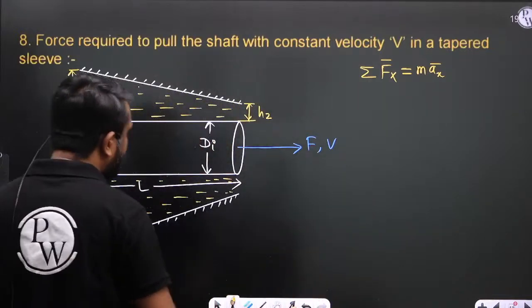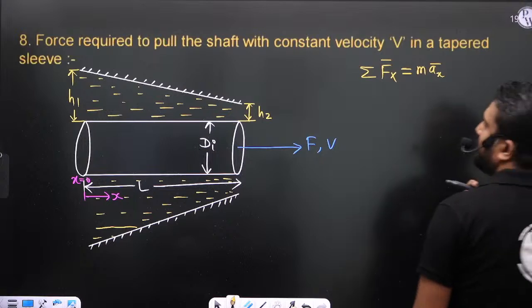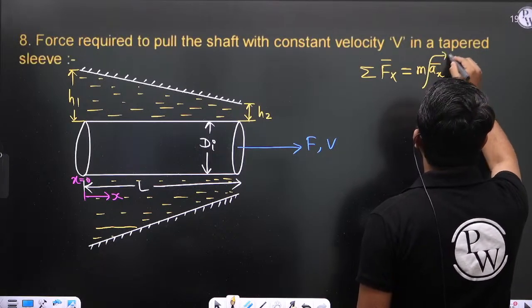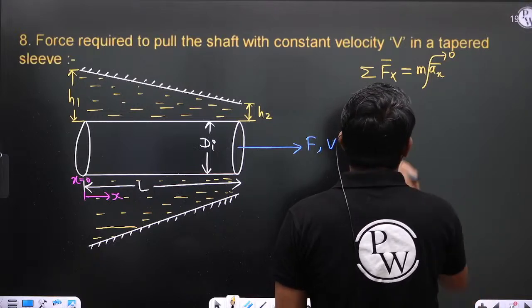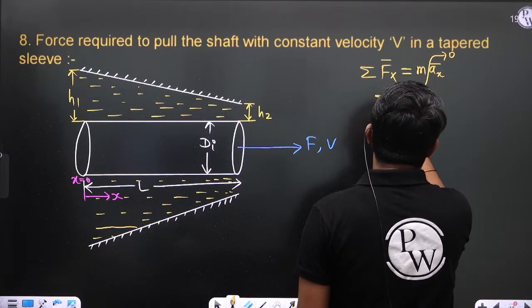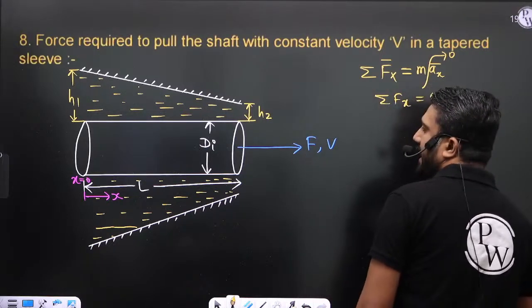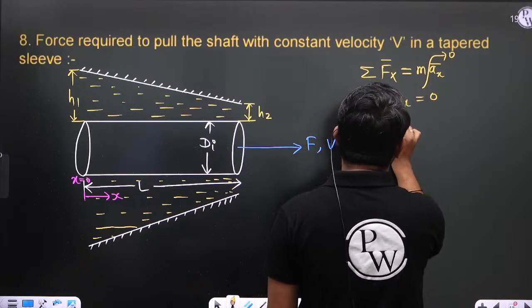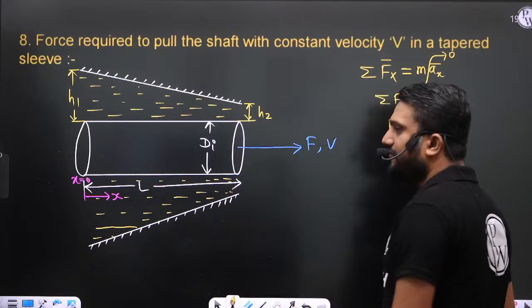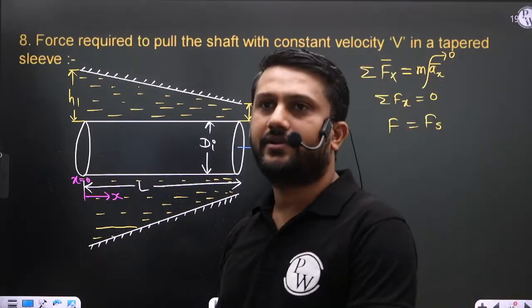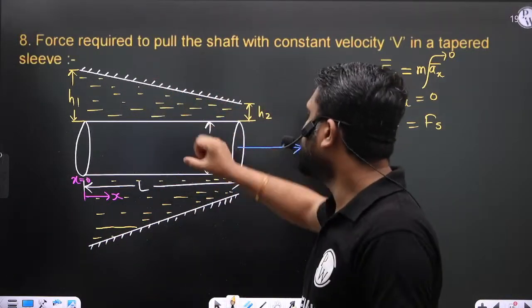Okay, so see here, the summation Fx is equal to m ax, and the acceleration is 0, because this shaft is moving with constant velocity v. So summation Fx is equal to 0. So simply we can write, beta, that F is equal to Fs, right? The force which is required to pull the shaft is equal to the shear force experienced by this shaft.